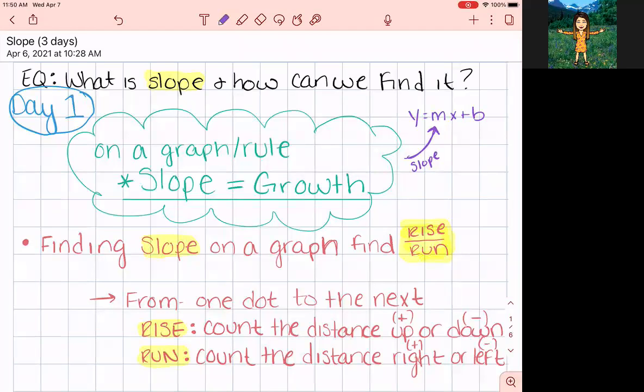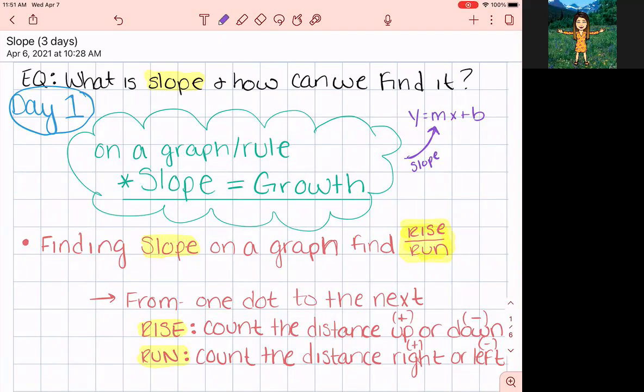Okay, so we're starting 3 days worth of notes on one idea. This topic is going to be slope. So we'll break it down into 3 videos. So your essential question is, what is slope? How can we find it?